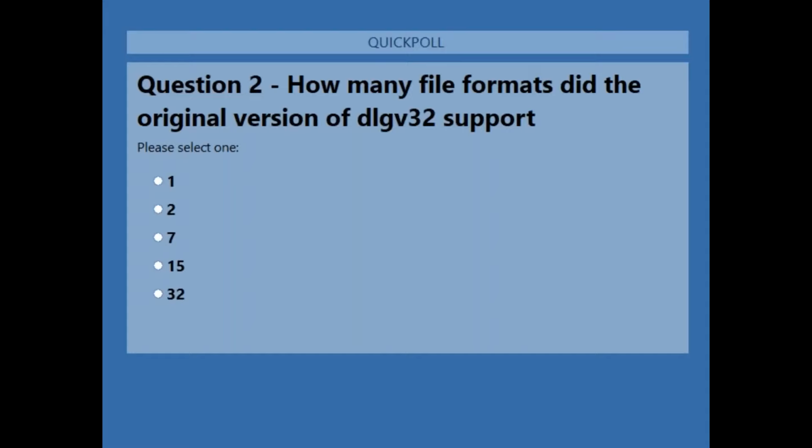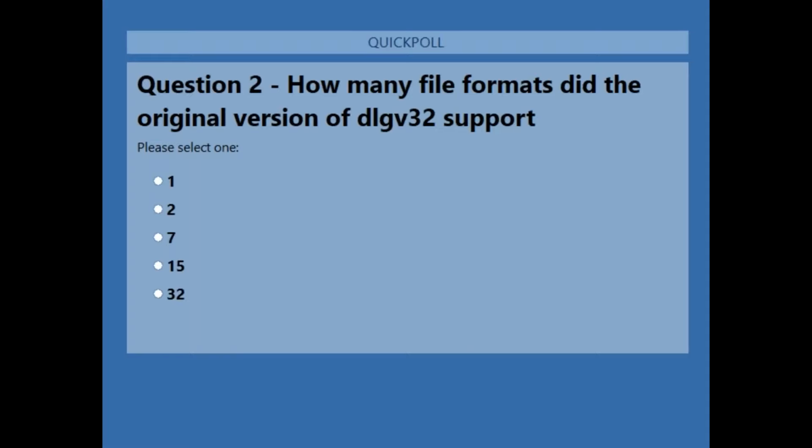How many file formats did that initial version of what was to become Global Mapper support? A wide spectrum of responses to this one. There's a little bit of a clue in the name. Hopefully, I think you can change your answer, by the way. If you made the wrong choice, I think you can re-click and change. I hope you can. But there's a little bit of a clue in the name.